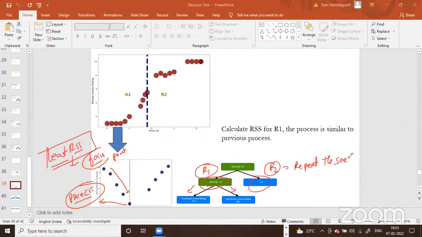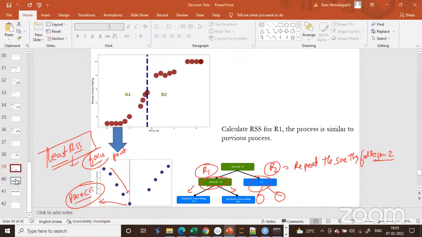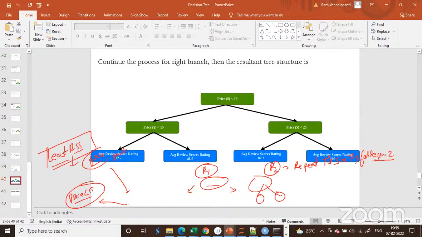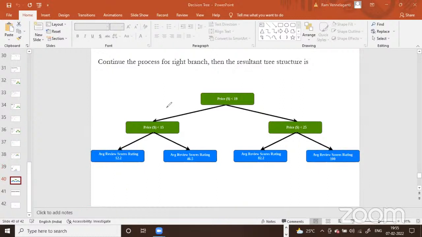Repeat the same thing for region 2. And you can further subdivide your region 2 also into smaller subsets. That is what you can do. So this is my region 1. I have subdivided it into smaller subsets. This is my region 2. I have subdivided it into smaller subsets. So this is how we are going to construct our decision tree.